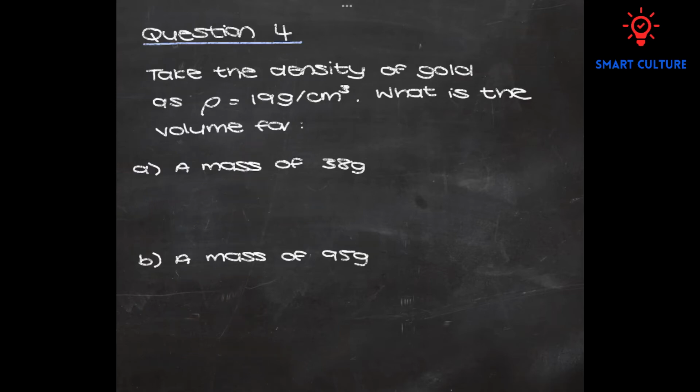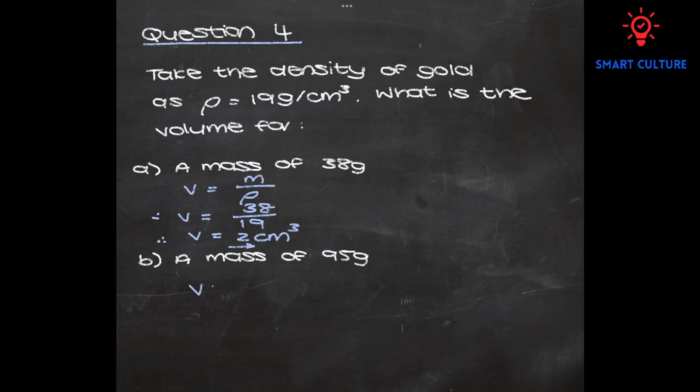For question 4, take the density of gold as rho is equal to 19 grams per centimeter cubed. What is the volume for, A, a mass of 38 grams? So volume is equal to mass over density. If we sub that in, V is equal to 38 over 19, and therefore our volume is 2 centimeters cubed.